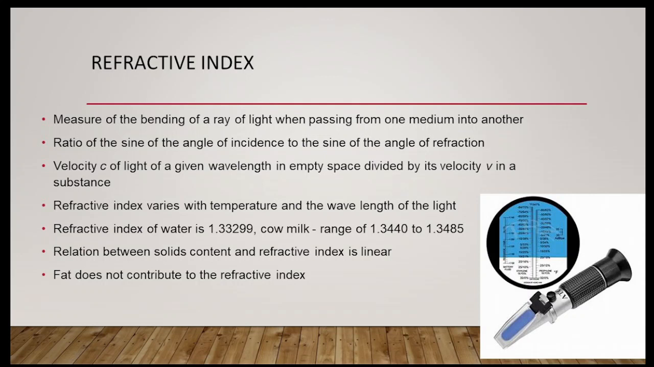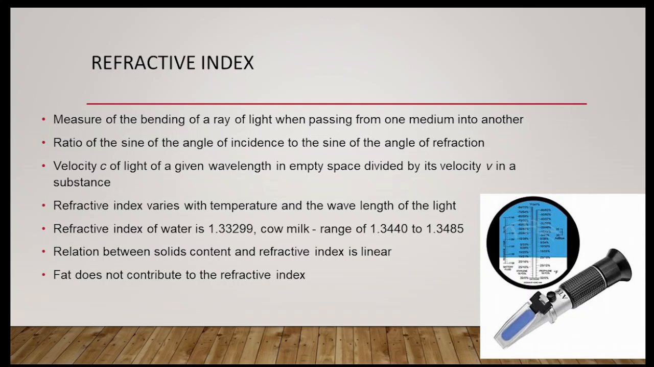We can define it as the ratio of the sine of the angle of incidence to the sine of the angle of refraction, or we can define it as the velocity of light of a given wavelength in empty space divided by its velocity in a substance. Okay, so these are the different ways in which we can define refractive index.